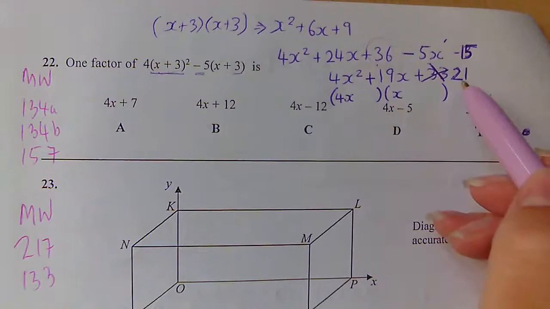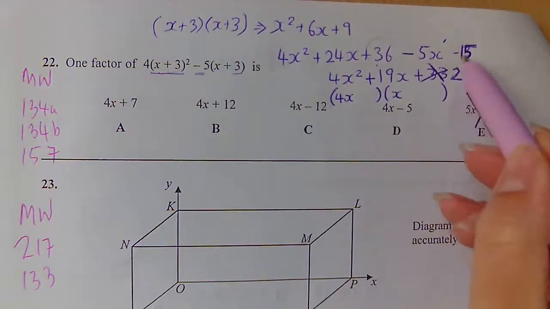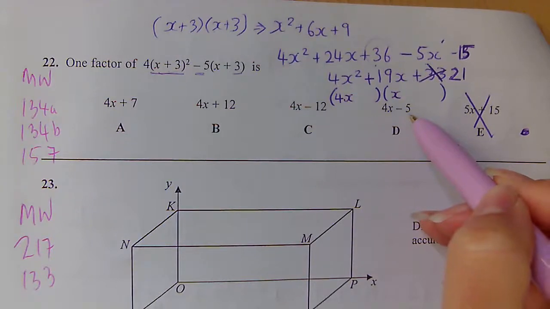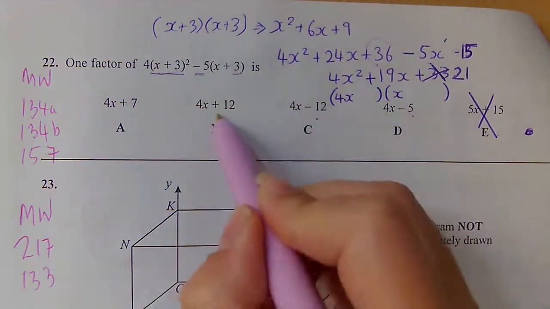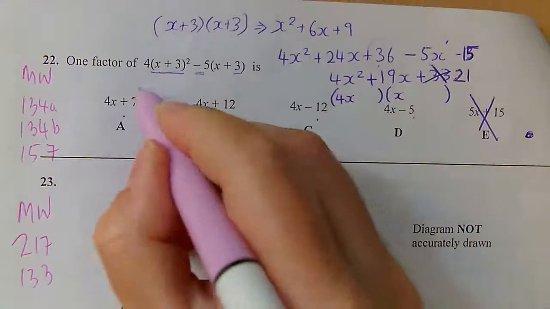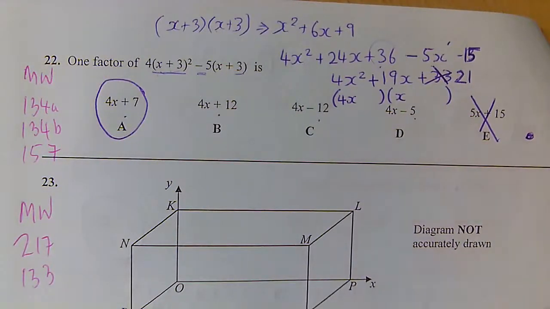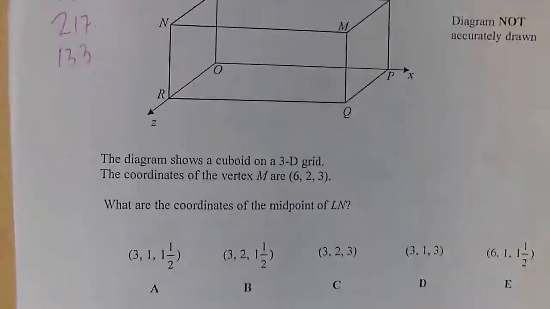So I want two numbers that times together to make 21. Well, is one of those numbers going to be a 5? No. Is one of those numbers going to be a 12? No. Is it going to be a 7? Yes. That's the only thing that I can do to times it to make 21 on the end. Okay? So that's how we're going to do that question.